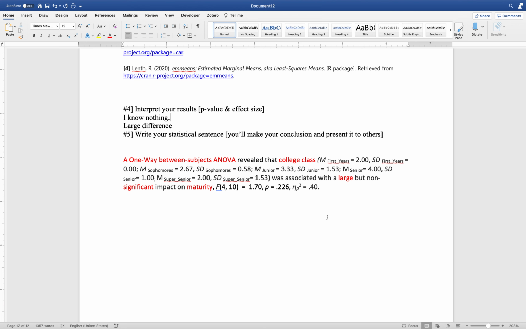And then you just write your statistical sentence. I literally copied my last one and changed it up for this problem. I changed a few words here or there. It doesn't really matter. Clearly, the red stuff is just there. You need to describe the test you ran. You need to describe your independent variable. You need to describe your dependent variable. You need to point out your effect size and your p-value interpretation.